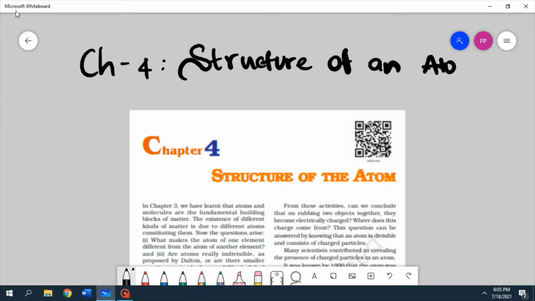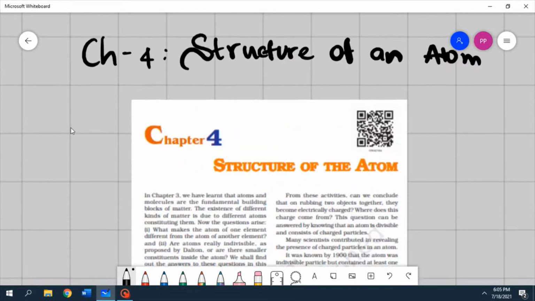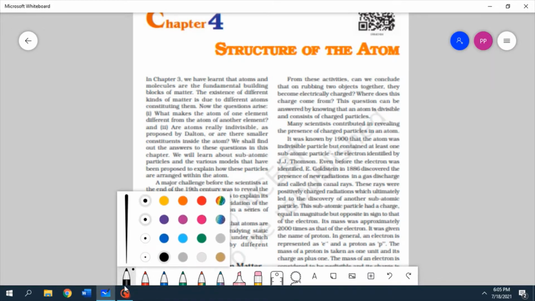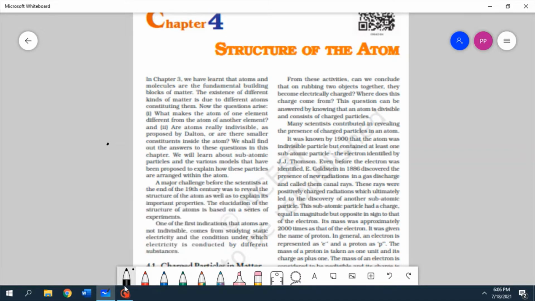Structure of an atom. Alright, so in Chapter 3 we've learned that atoms and molecules are the fundamental building blocks of matter. The existence of different kinds of matter is due to different atoms constituting them. The questions arise: what makes the atoms of one element different from the atom of another element, and are atoms really indivisible as proposed by Dalton, or are there smaller constituents inside the atom?